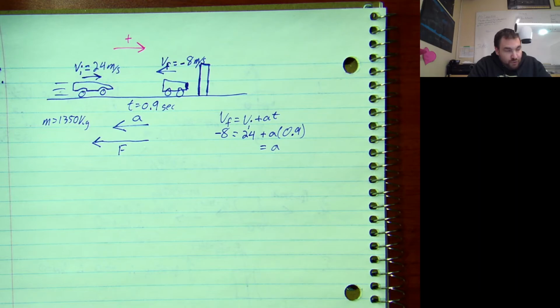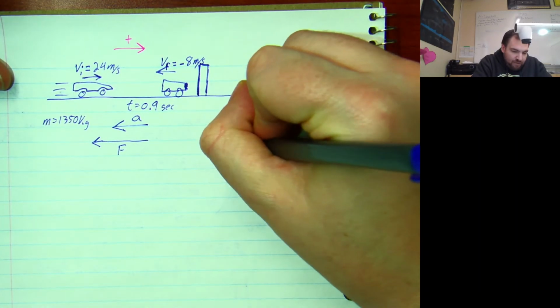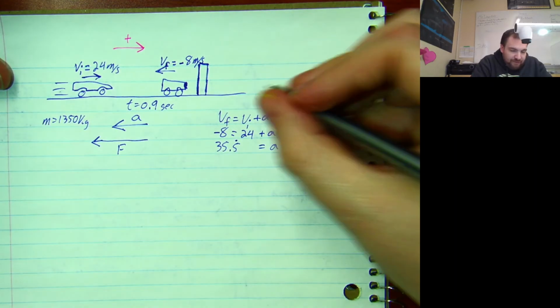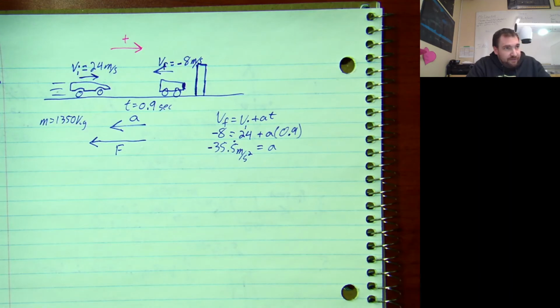I got it. What'd you get? 35.5 repeating meters per second squared, and that's got to be negative. Can someone verify that? No, no, you are not good enough. I want multiple people. Zaid did? Okay. Yes, he did. He confirmed it.